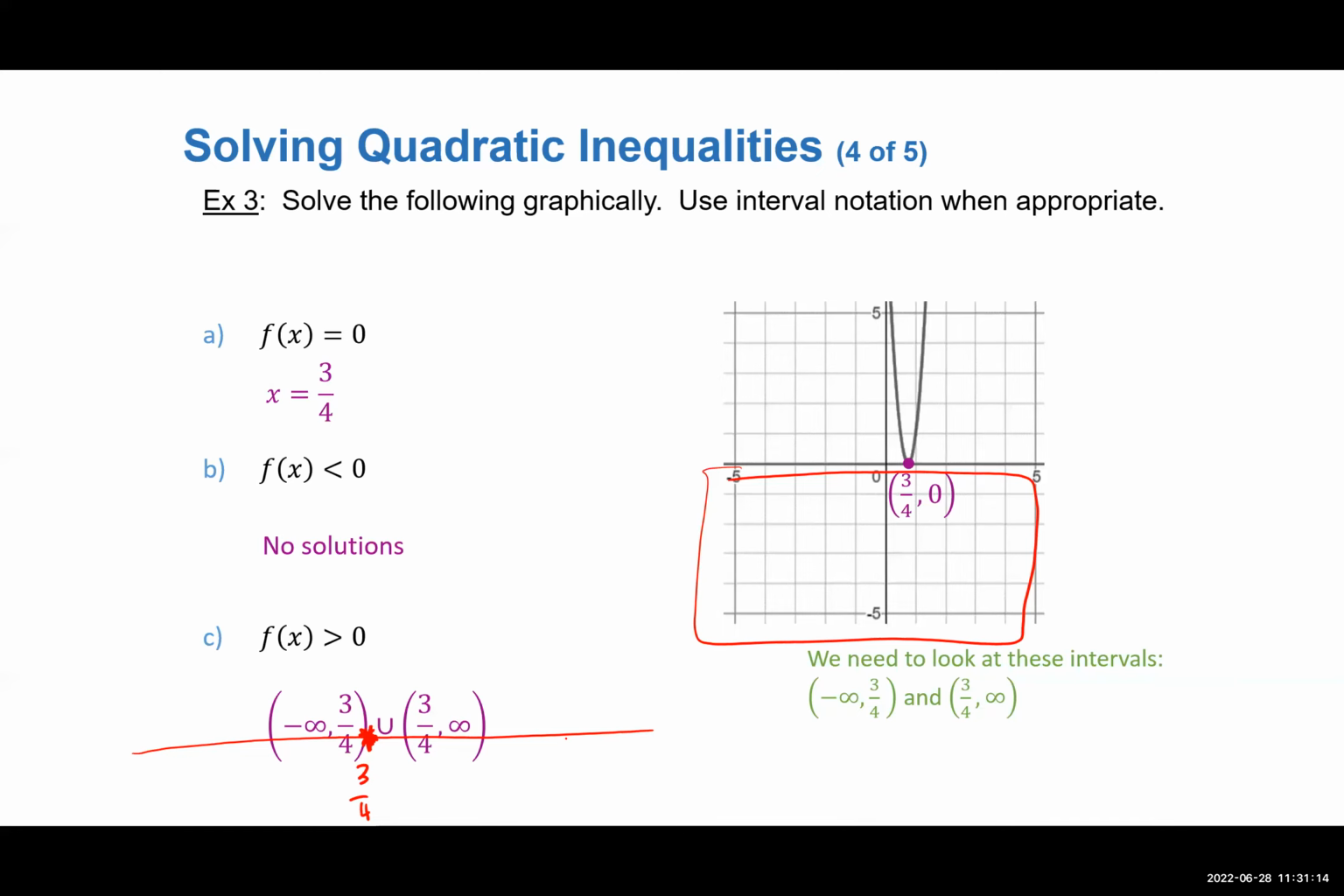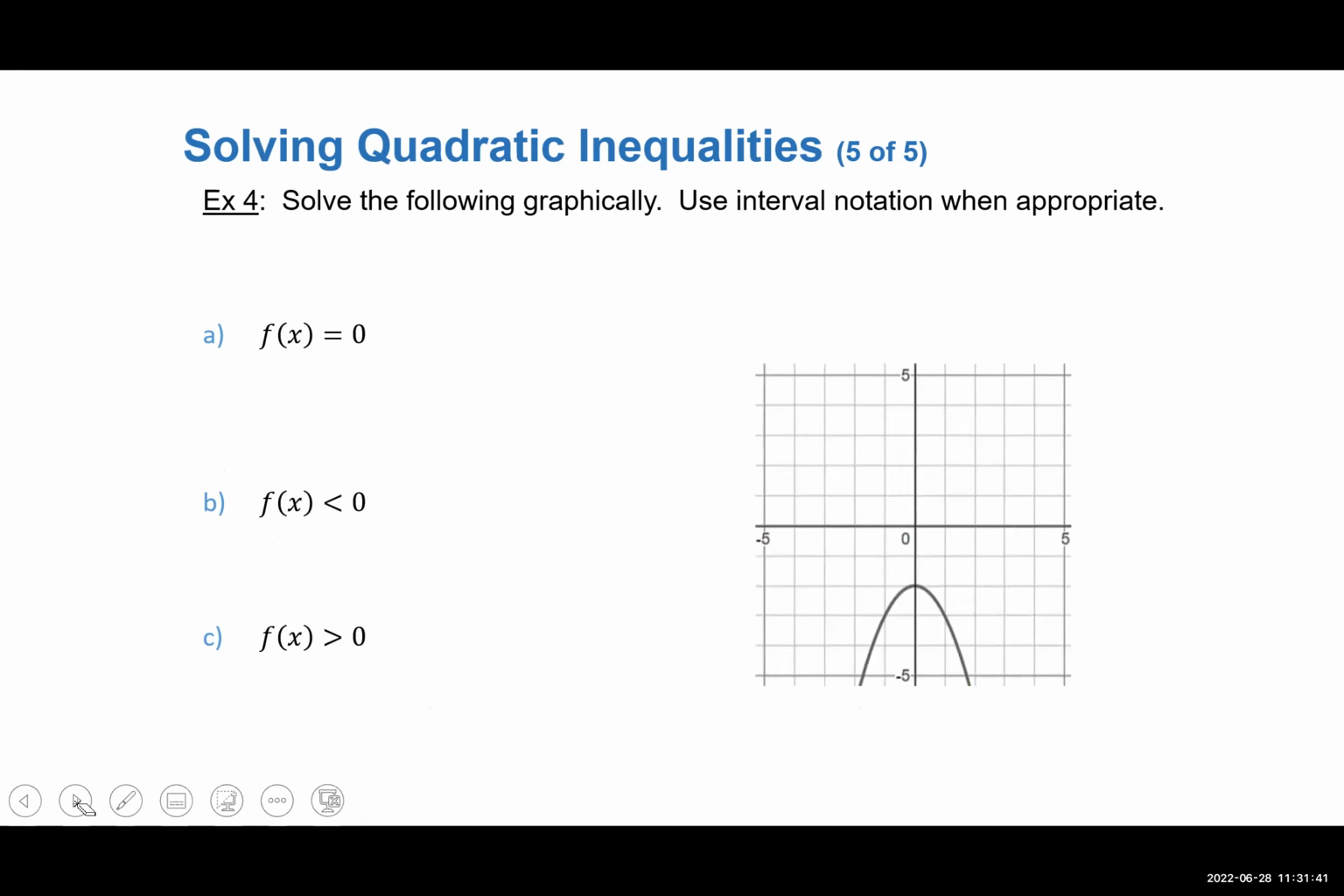Because remember, 3/4 is not greater than, it's actually equal to 0. If it were to say greater than or equal to, it would have been negative infinity to positive infinity. We wouldn't have had to exclude 3/4, but that's only if it was like that. But because it's just strictly greater than, we're looking at all the values where it's strictly greater than.